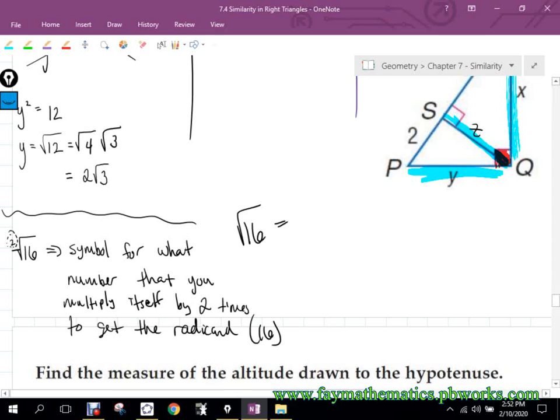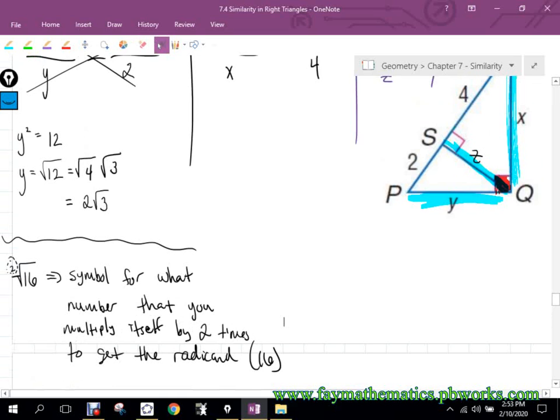So radical 16 is a symbolic representation of the numerical value 4. Okay? Much like this is a symbolic representation of 3.14 whatever, right? Okay? Now not all numbers underneath the radical will give me an integer like 4. Okay? So we've got to kind of pay attention to that. Like, radical 12 will not give me a rational number like 4.